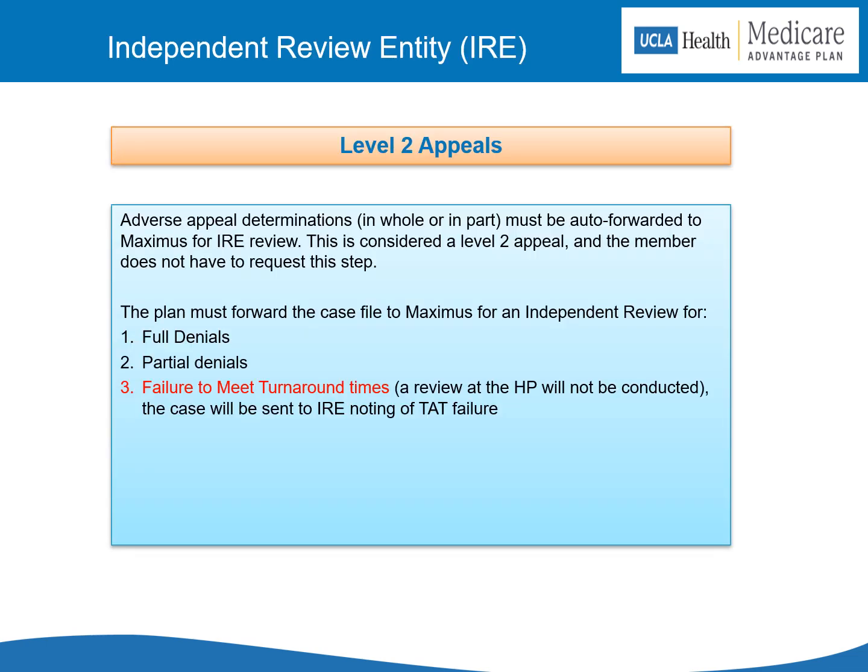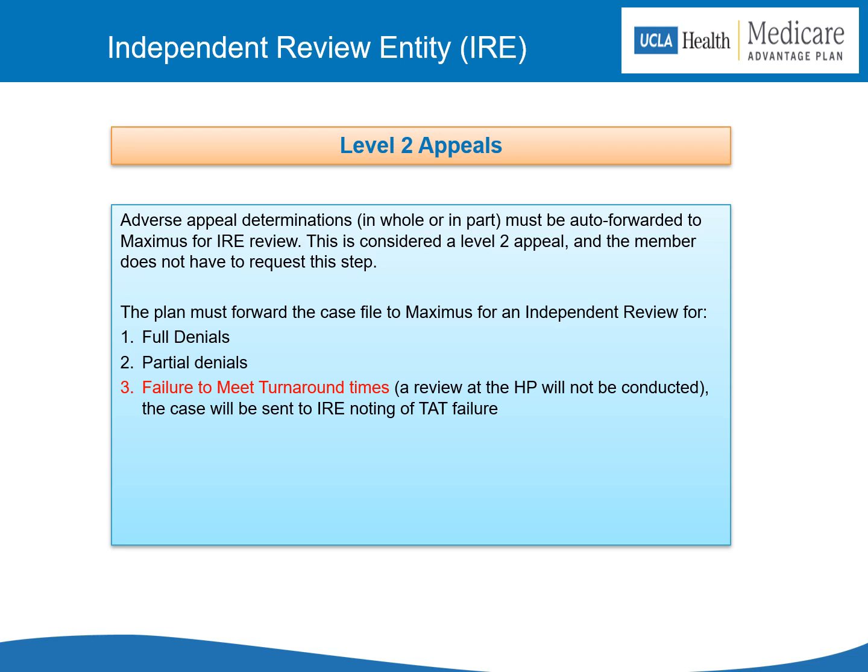And to finalize today's presentation, we're going to touch on independent review entities, IREs. These are considered level 2 appeals. Now, if you recall from our earlier presentation, an adverse appeal determination in whole or in part, which means a full denial or partial denial of a service appeal request, must be auto-forwarded to Maximus for IRE review. This is considered their second level appeal. The member does not have to call and ask for this. This is an automatic step. You can think of this as a benefit to the member, right? Because they're basically getting a second look at our decision to ensure we did right by them.